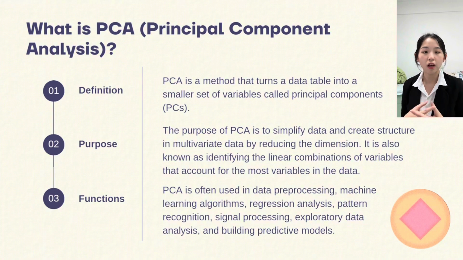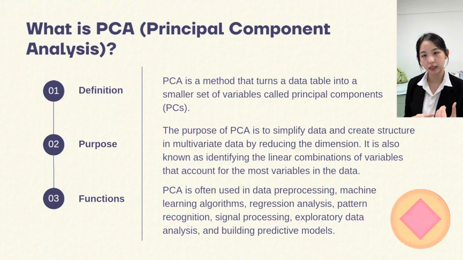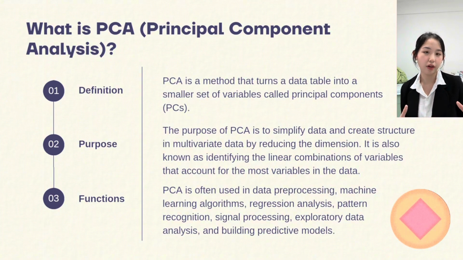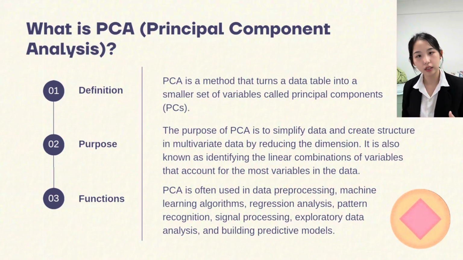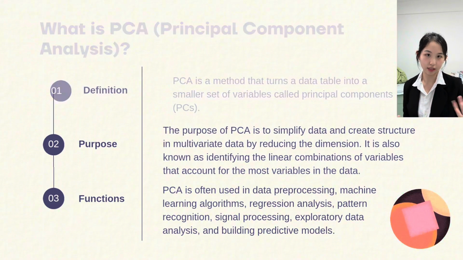Functions of PCA are actually a lot, including preprocessing, which is before feeding data into machine learning models. PCA helps clean and simplify it. It is also used in pattern recognition for identifying trends in data, such as clusters in customers' behavior. Signal processing, analyzing signals like sound or images for trends. Predictive models, simplifying input variables for faster and more accurate predictions.